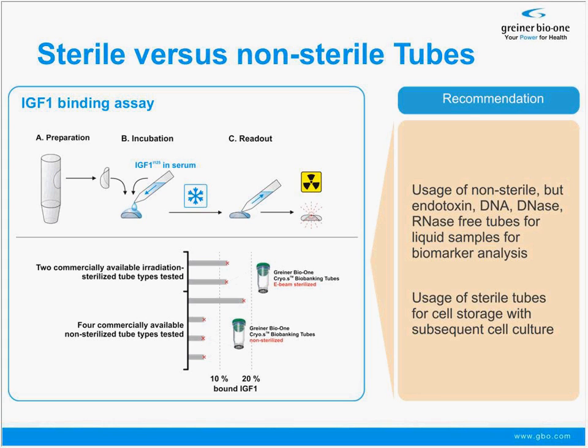We found a bit of an alarming finding. We drew a conclusion. The conclusion is that non-sterile tubes, but again these tubes are certified endotoxin, DNase, and RNase free, should be used for liquid samples, which later on are used for biomarker analysis, as sterile tubes should be used for cell storage with the aim of later on cultivating these cells in cell culture. Also, some pharma accounts or some GMP-regulated environments may ask for sterilized tubes. Then, of course, these tubes should also be utilized.